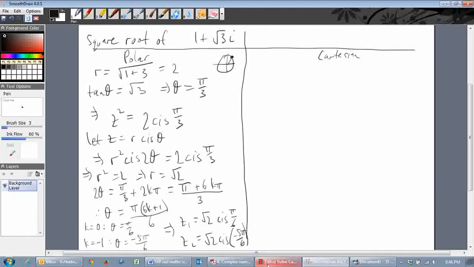Now, I'll just check to see how much time I've got left. I reckon I can finish it. Let's go, here we go. The other way to do it is using Cartesian. So what we're trying to solve is z squared is equal to 1 plus root 3i. What we're going to do is let z be equal to x plus yi. Let's just plug that in and equate coefficients and go.